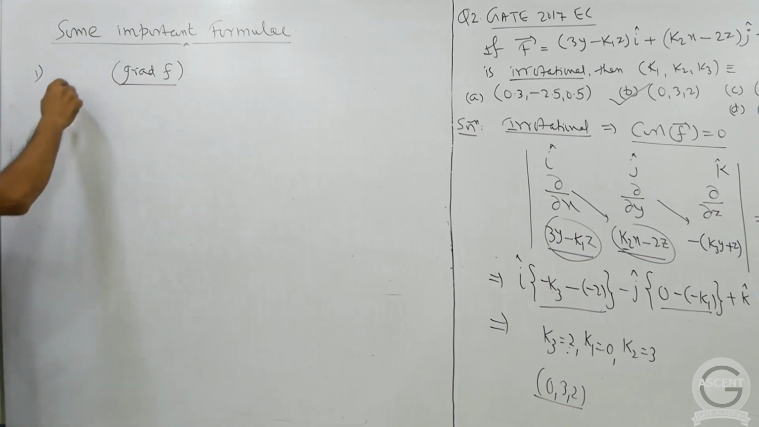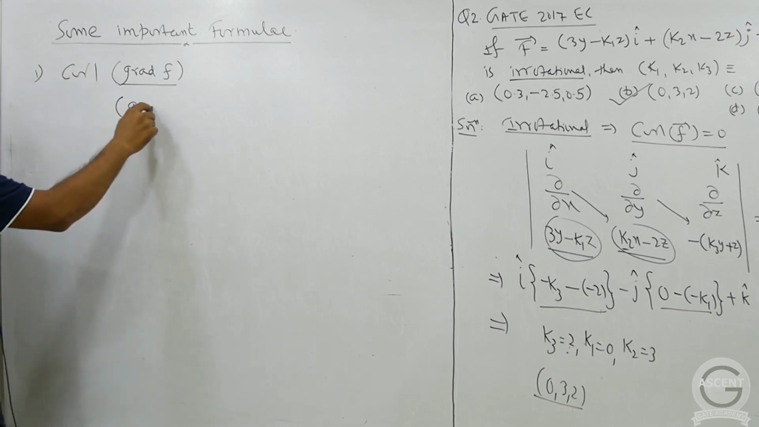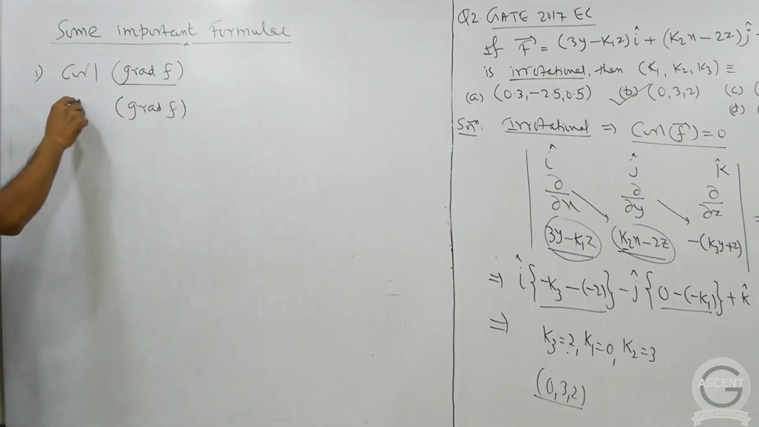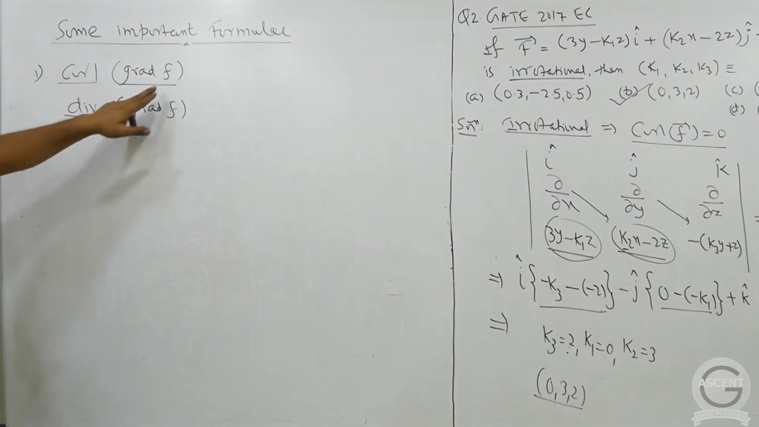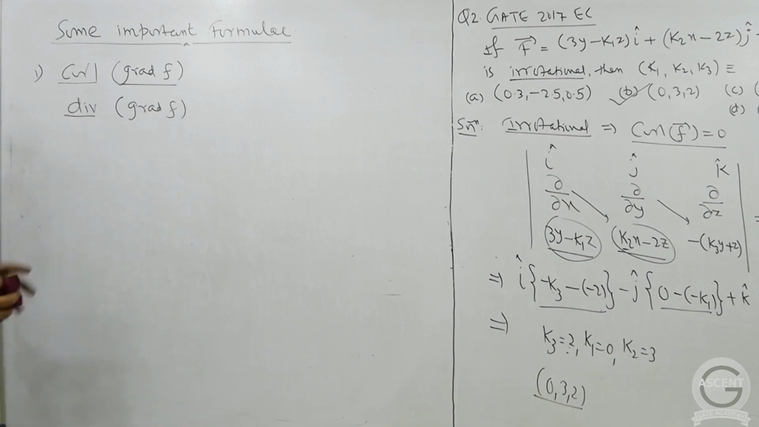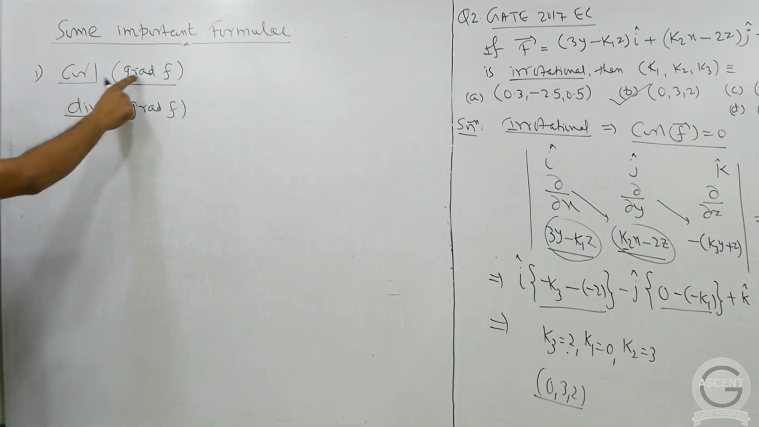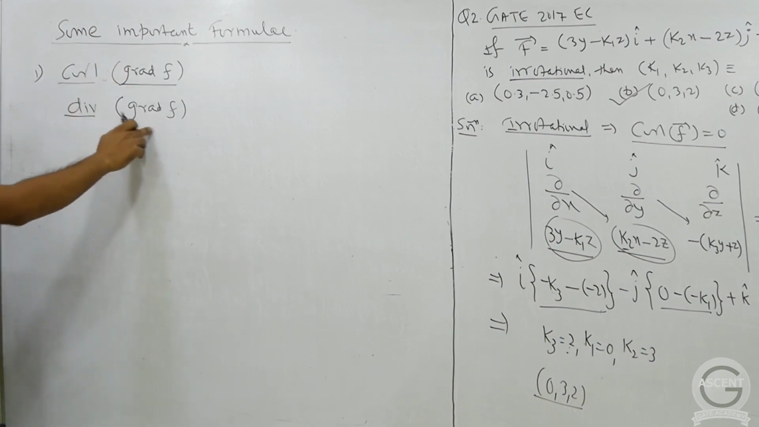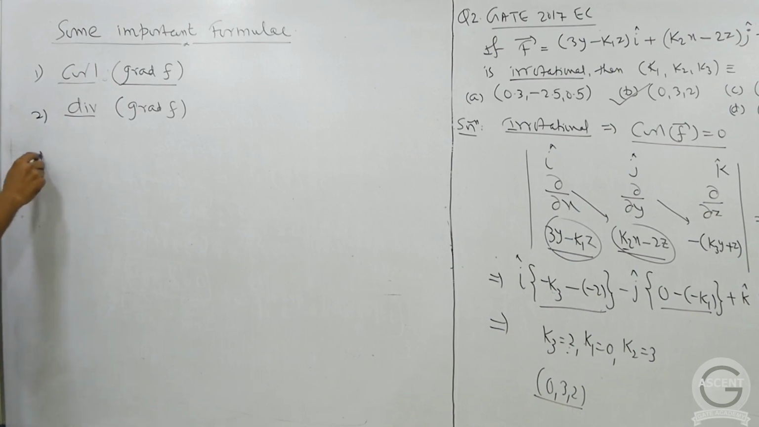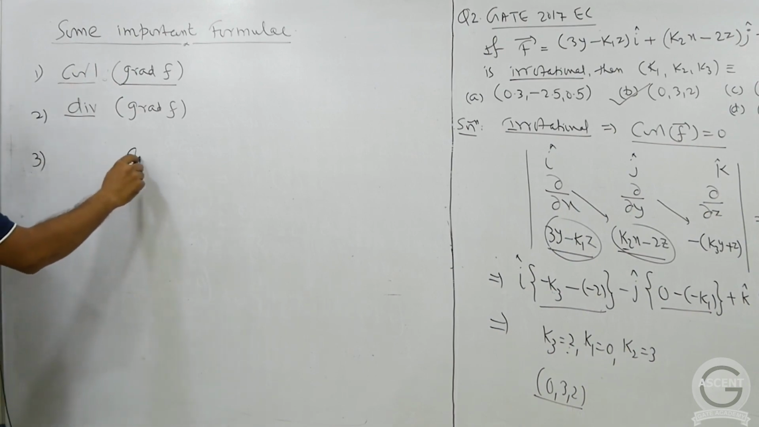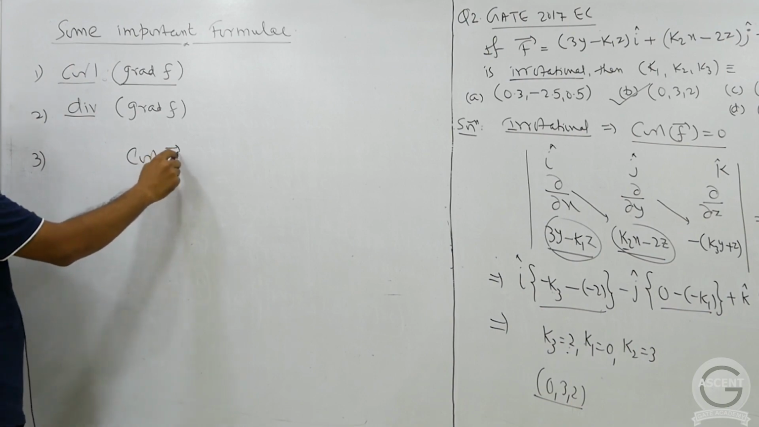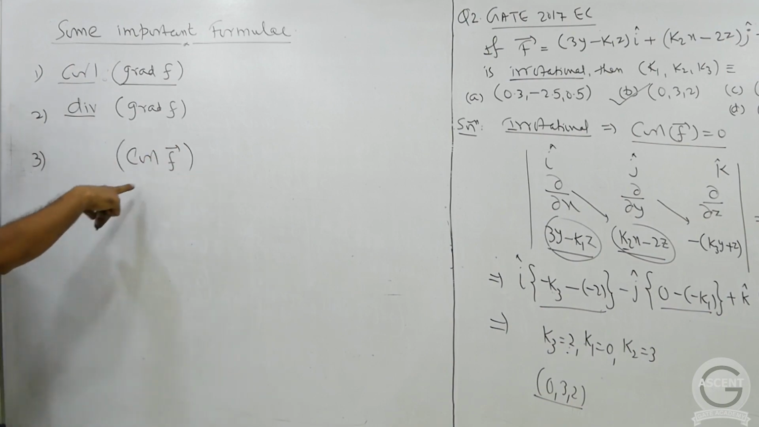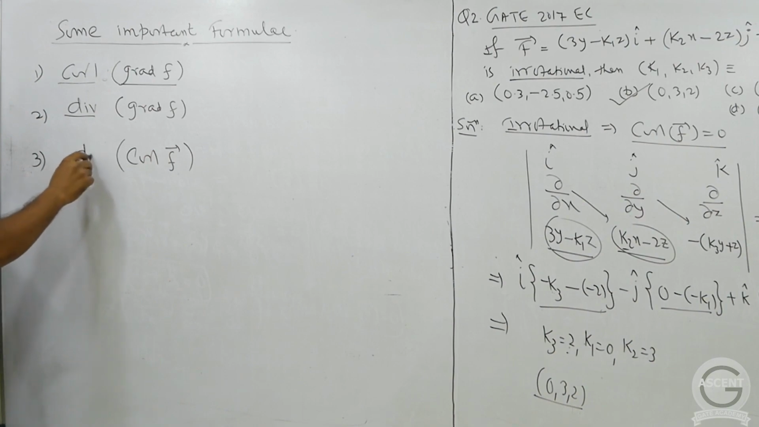So for this gradient of f we can calculate curl, and for this gradient of f we can calculate divergence, right? Curl and divergence, these two are calculated for a vector quantity. Gradient of f is a vector quantity. So first we'll see what will be the curl of gradient of f. Then we will talk about divergence of gradient of f. This will be our second formula. Then we will see curl of f. Okay, curl of f was a vector quantity. So we will see the formula for divergence of curl of f.